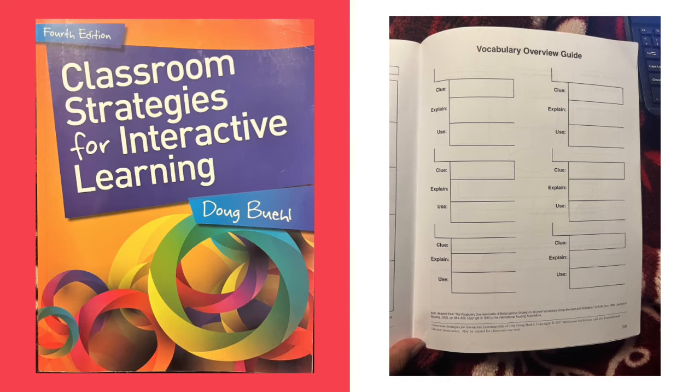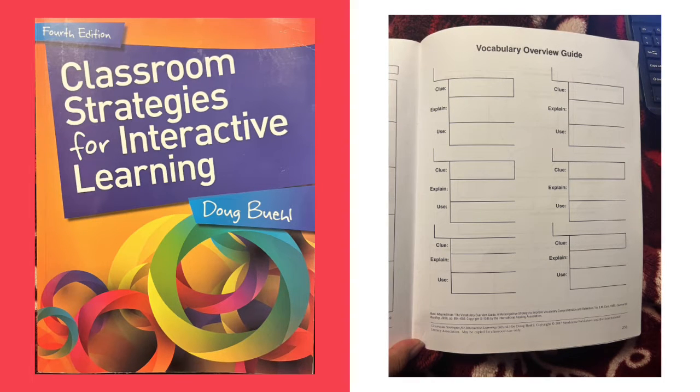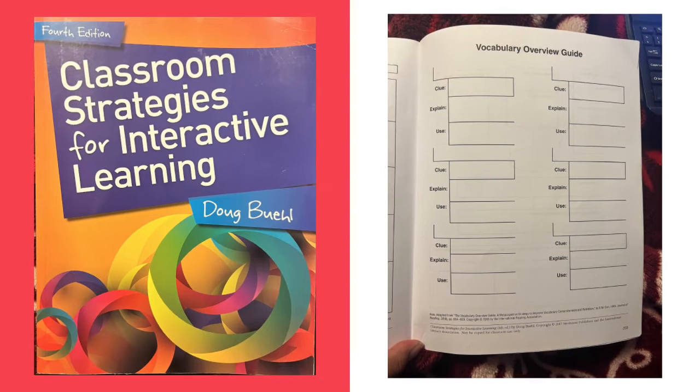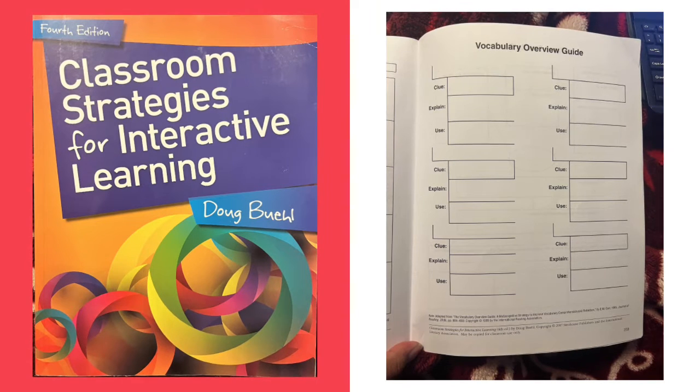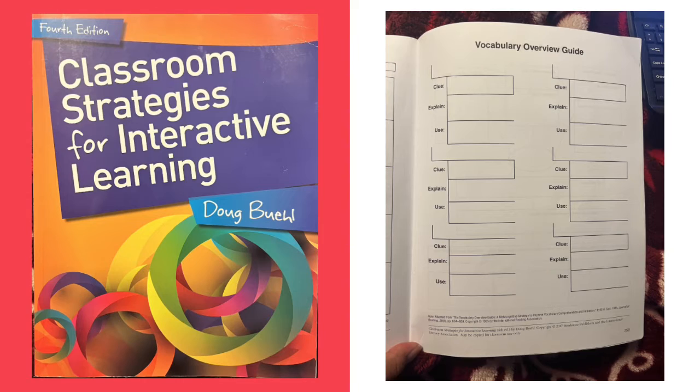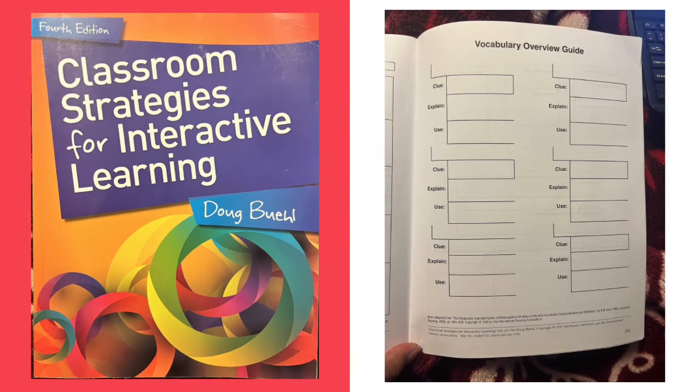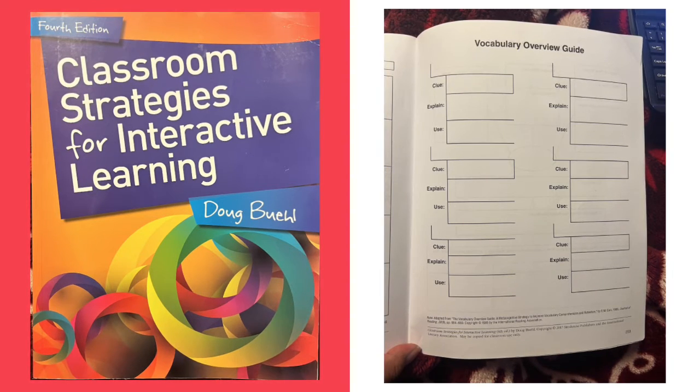As stated by Carr in 1985, as written by Buell on page 217 of Classroom Strategies for Interactive Learning, the vocabulary overview strategy is a graphic organizer that includes a meaningful clue in addition to rich contextual information.